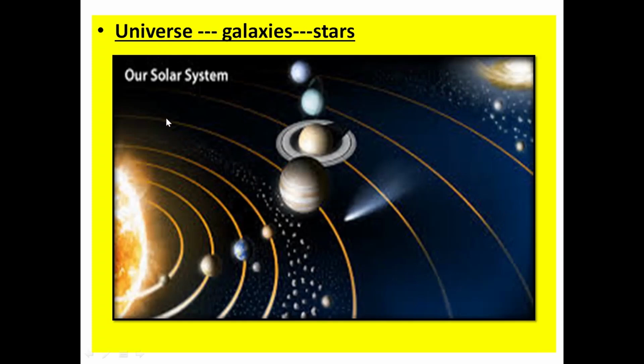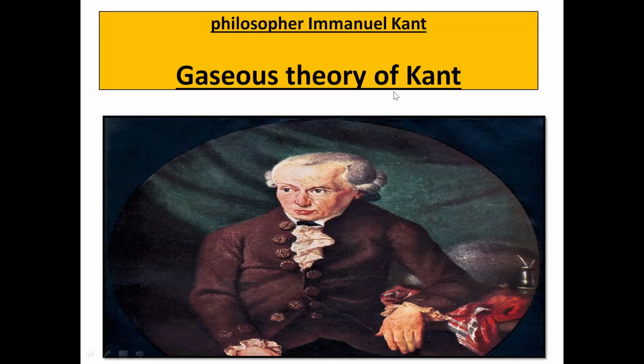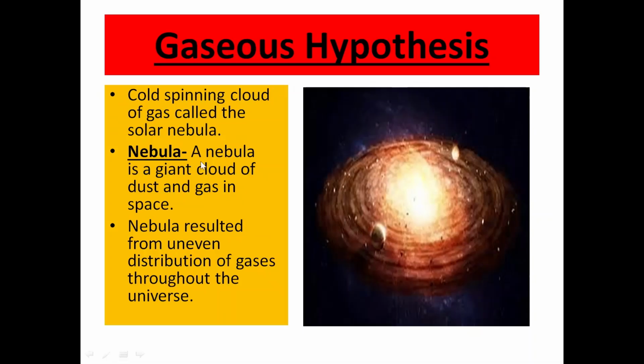We know that our universe comprises countless galaxies, and each galaxy contains numerous stars, and around some of those stars, planets revolve, just like our 8 planets revolve around a star called the sun. The gaseous theory by Immanuel Kant.